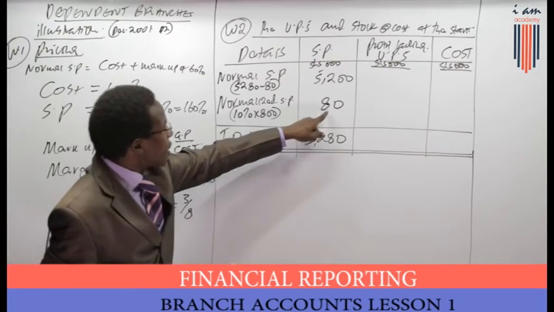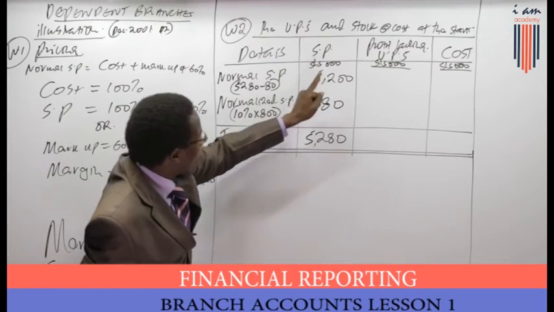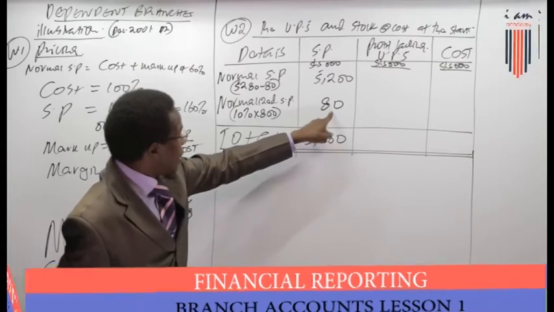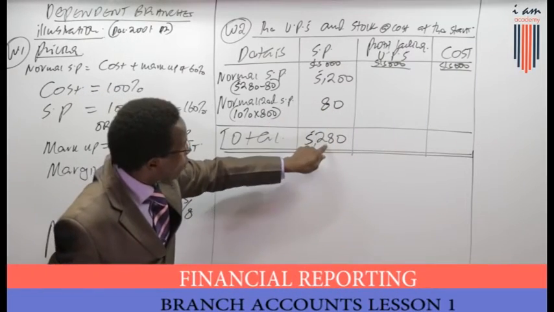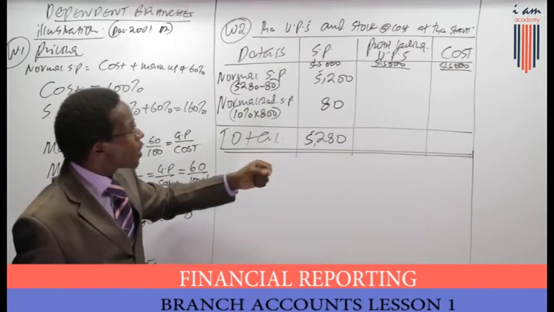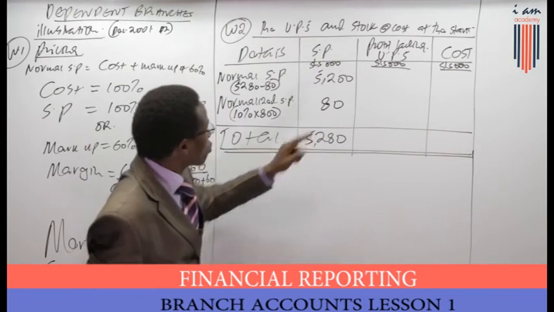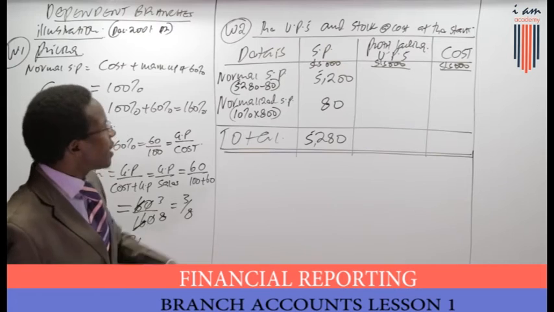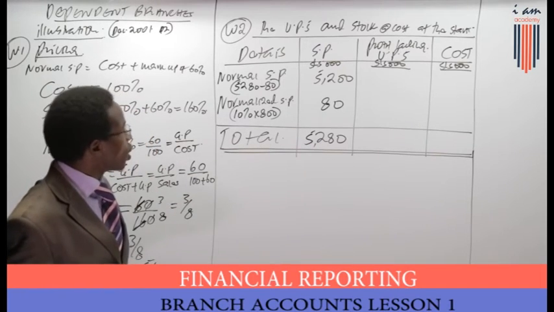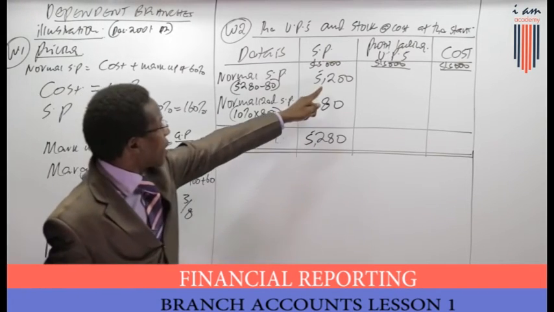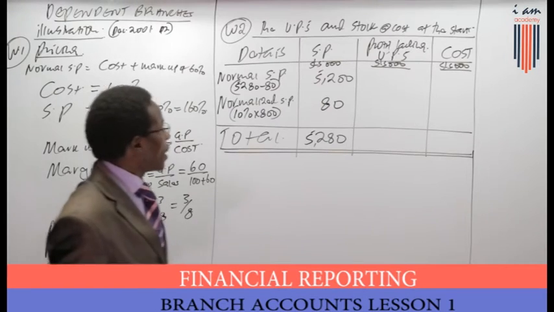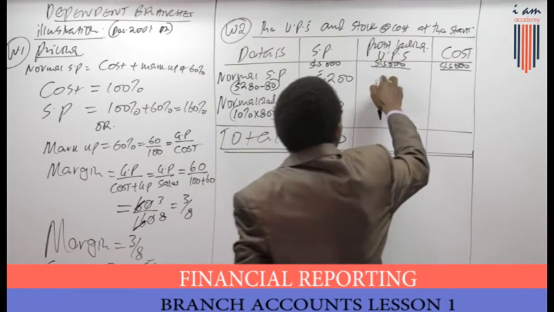Remember, we didn't have the 5,200, but we were able to get the 80, because you know that including the 52.80, there are some goods which had been anomalized by an additional 10%. So that's what we have as 80. 80 is included in the 52.80. So goods with a normal selling price is 5,200. Then we come and say the profit loading of that.